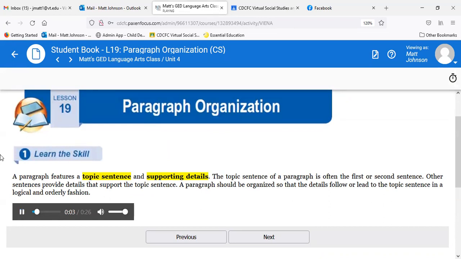A paragraph features a topic sentence and supporting details. The topic sentence of a paragraph is often the first or second sentence. Other sentences provide details that support the topic sentence. A paragraph should be organized so that the details follow or lead to the topic sentence in a logical and orderly fashion.